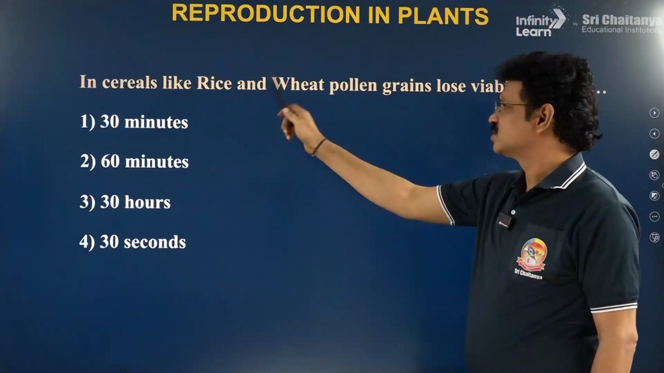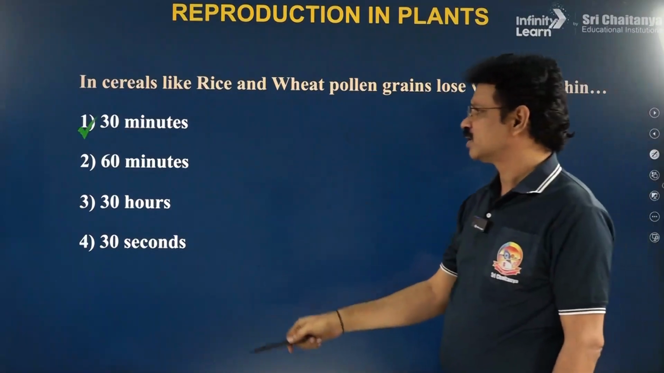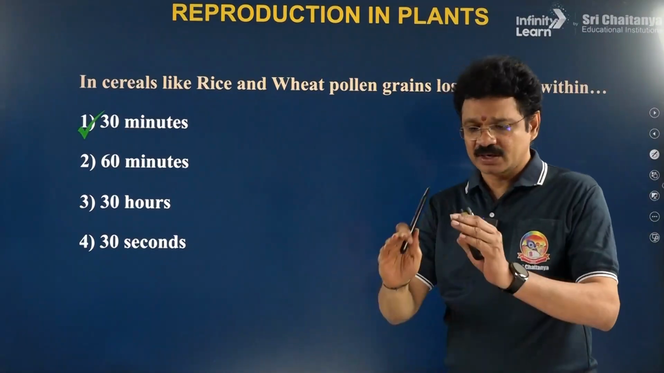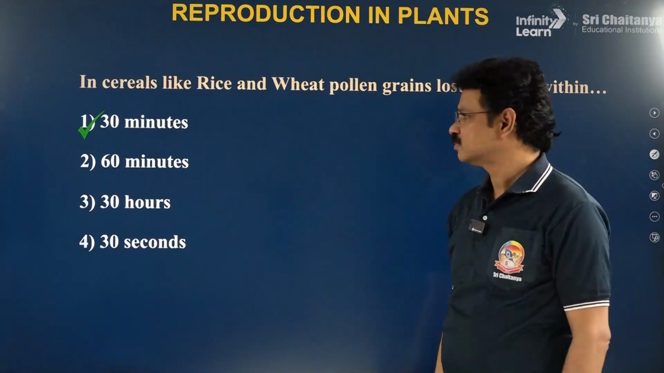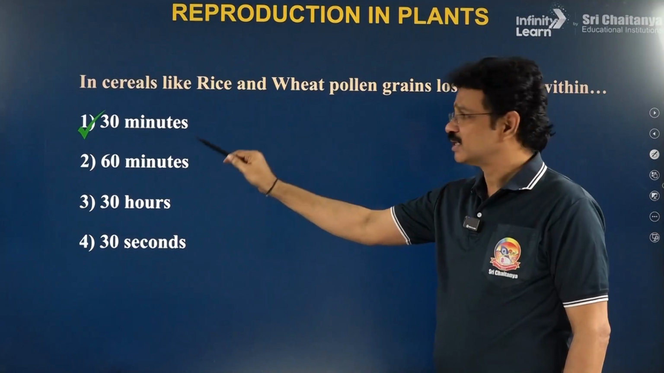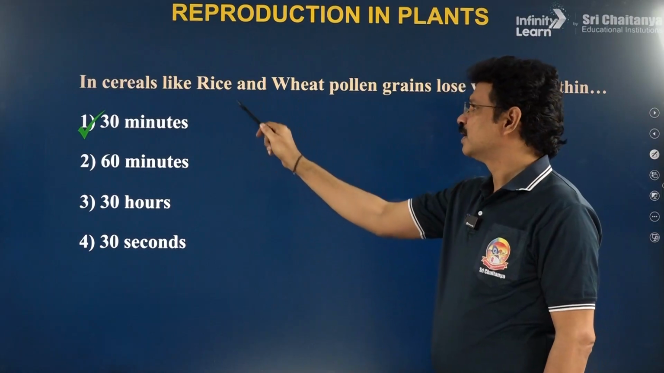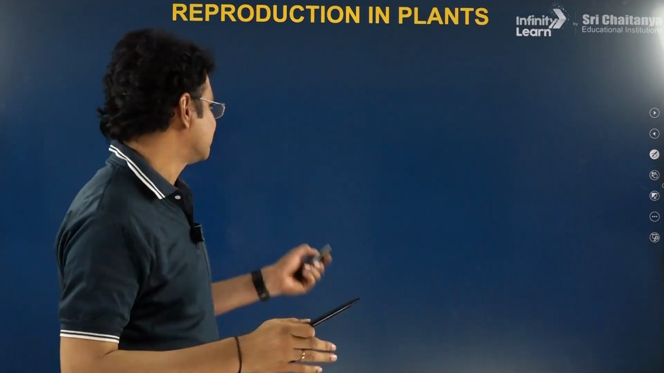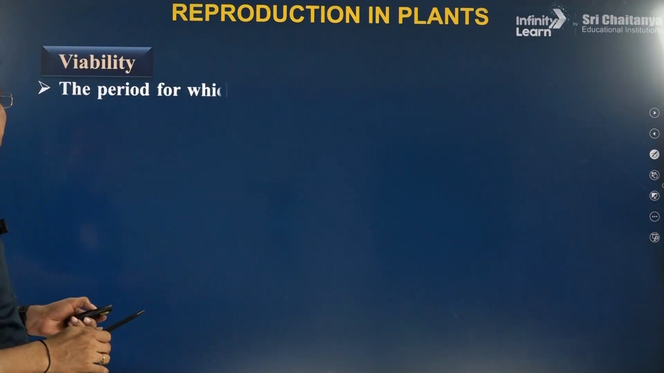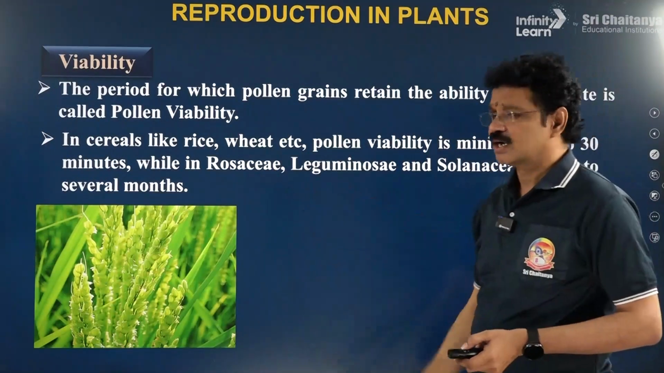In cereals like rice, wheat, maize, the viable period of the pollen grain is 30 minutes, half an hour only. Means after liberation of pollen by the dehiscence of the anther, it should reach the stigma within 30 minutes. Otherwise, the germination capability will be lost. So the viable period of pollen in cereals is 30 minutes only. That viable period differs from species to species. Least viable period is found in cereals. Highest viability is found in Leguminosae members like pulses, Solanaceae members, and Rosaceae members.